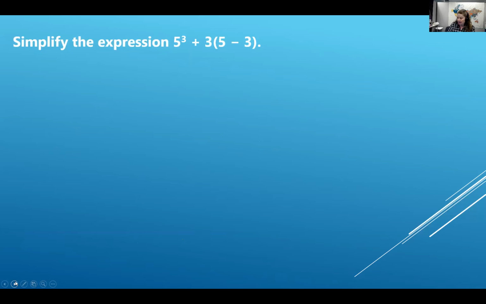All right, simplify the expression, which simply means to solve it. So 5 to the 3rd power, 5 times 5 times 5 is 125, plus 3 times 5 minus 3 is 2. So we have 125 plus 6, which is equal to 131.